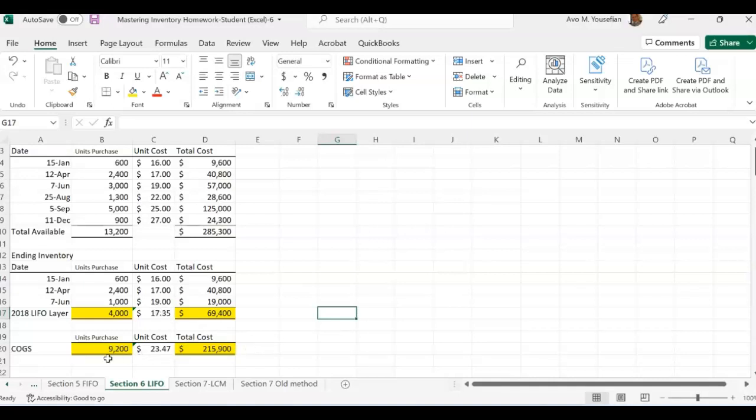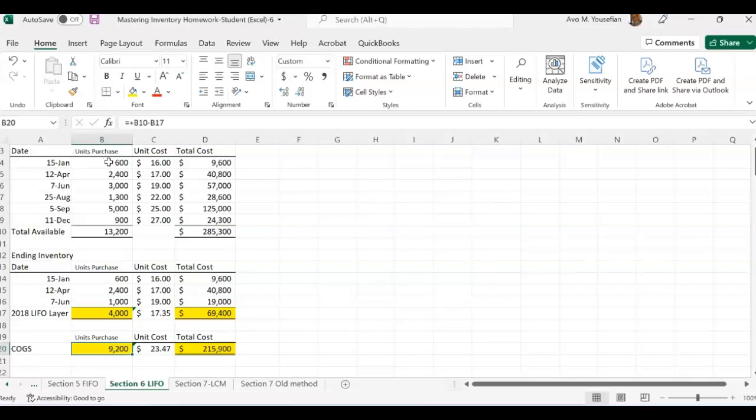Okay, but what is the cost of goods sold? So the cost of goods sold is 13,200 available minus end inventory. And that gives you cost of goods sold. Remember, base, beginning, added, available, subtract, end.